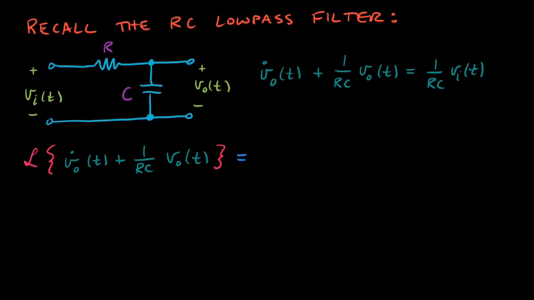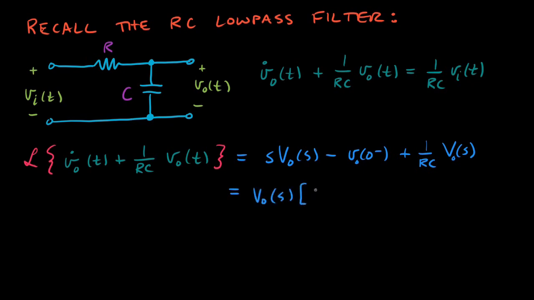So the Laplace transform of the derivative is going to be s times V out of s minus V out of 0 minus, and then the Laplace transform of 1 over RC times V out is just going to give us plus 1 over RC times V out of s. Okay, so we collect our terms and we just have V out of s times s plus 1 over RC, and then minus our initial condition.